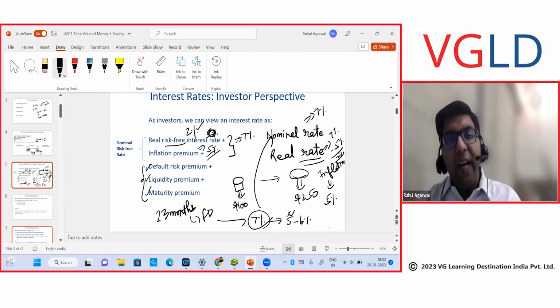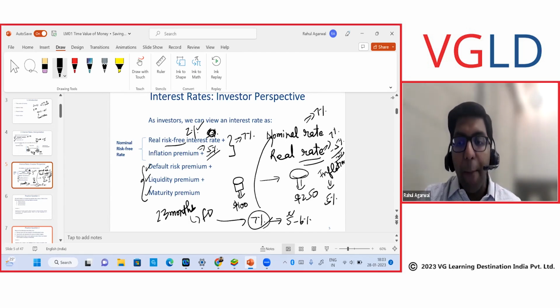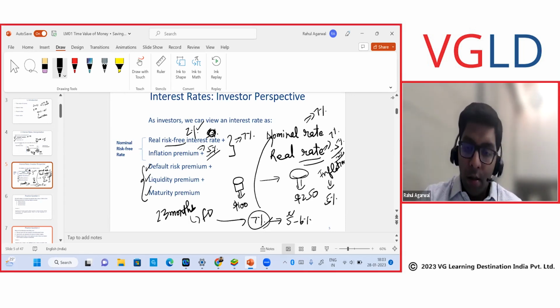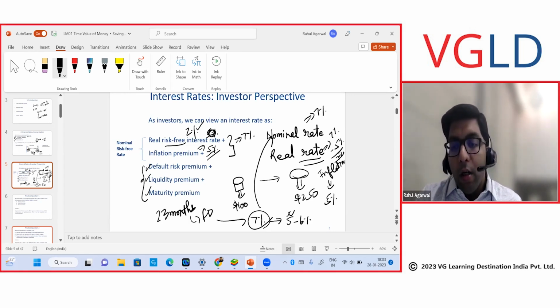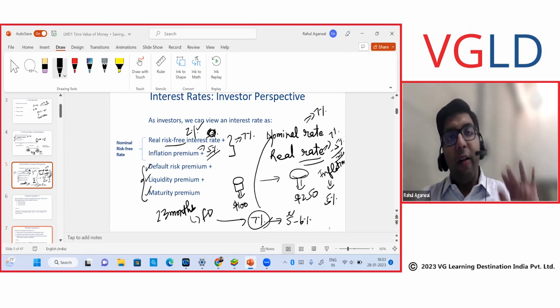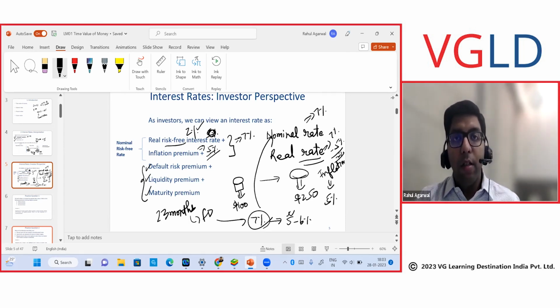Now, suppose instead of lending to the government of India, I plan to lend this money to Adani or Ambani, whatever. Then when I'm lending this money to them, they are, at the end of the day, not the government of India. They are corporates. Their businesses can fail. Their businesses can go through a rough time.